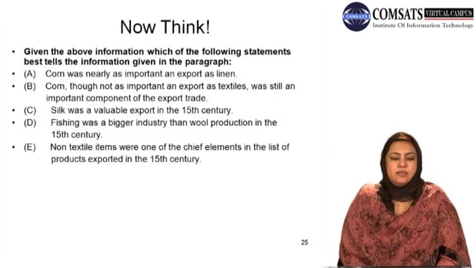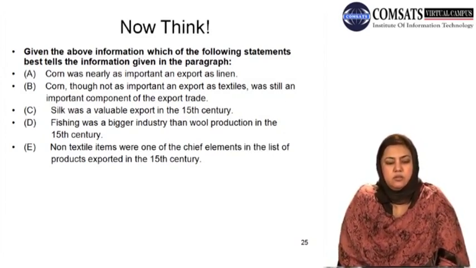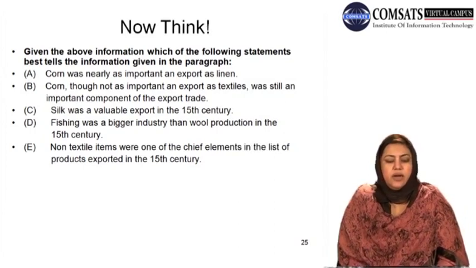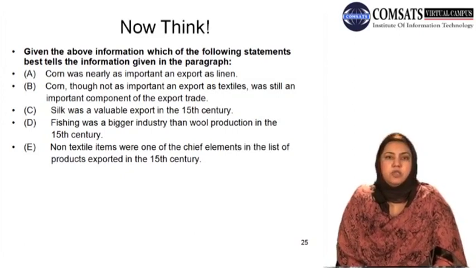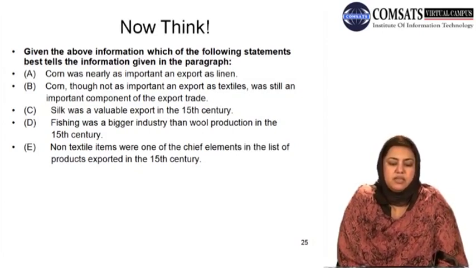And we go to the questions. Now think about this. Given the information on the previous slide, look at the following statements. Which of these best tells the information given in the paragraph? Option A, corn was nearly as important an export as linen. Option B, corn, though not as important as an export as textiles, was still an important component of the export trade. Option C, silk was a valuable export in the 15th century. Option D, fishing was a bigger industry than wool production in the 15th century.